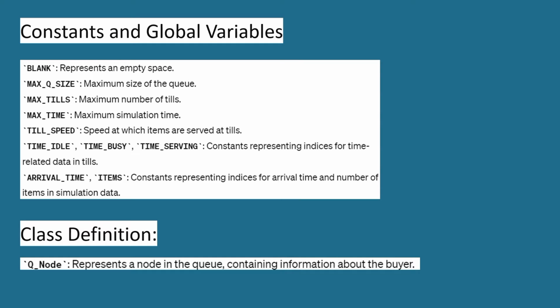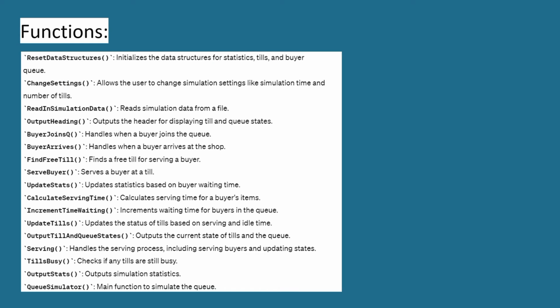Time idle, time busy, and time serving are constants, representing the indices of time related to the data in the till. Arrival time and items are constants, representing the indices of arrival time and the number of items in the data simulation. We've got a class queue node, which represents a node in the queue containing information about the buyer. So essentially the different data items in our queue. So we've got different functions in this program. Reset data structures initializes the data structures for different calculations.